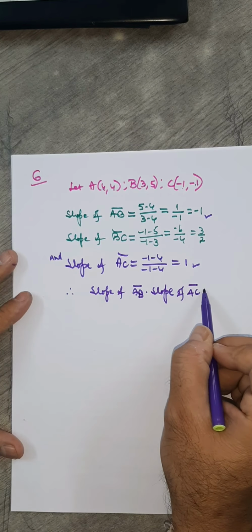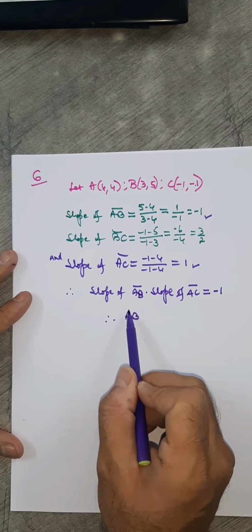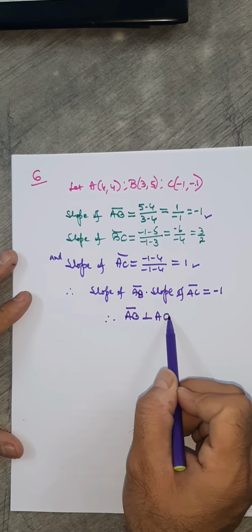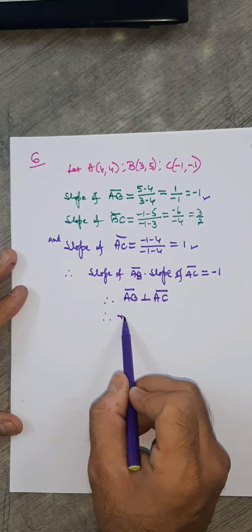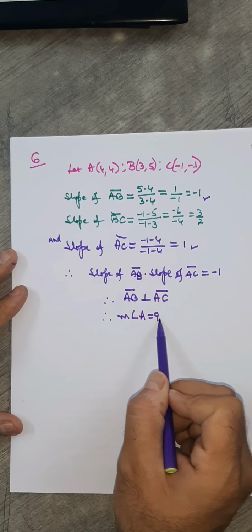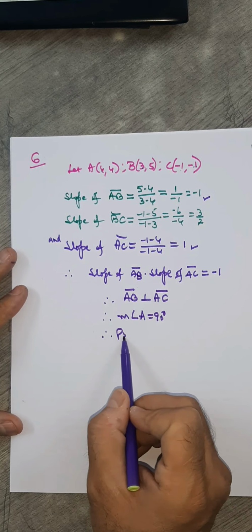That's your conclusion. What is the meaning of this? These two must be perpendicular. That means line AB must be perpendicular to AC, and therefore the measure of angle A must be 90 degree, and therefore proved. Therefore the triangle must be right angled.